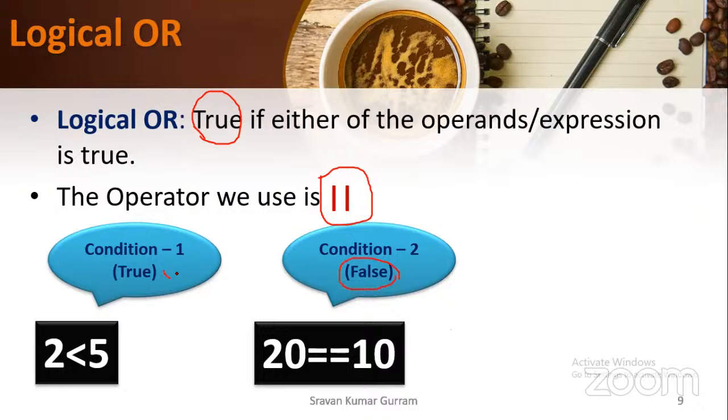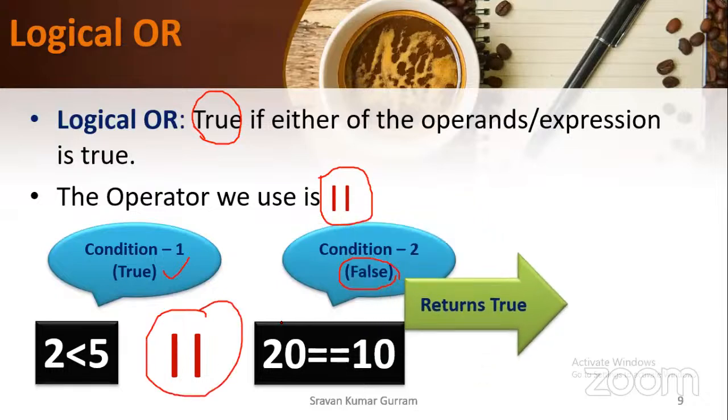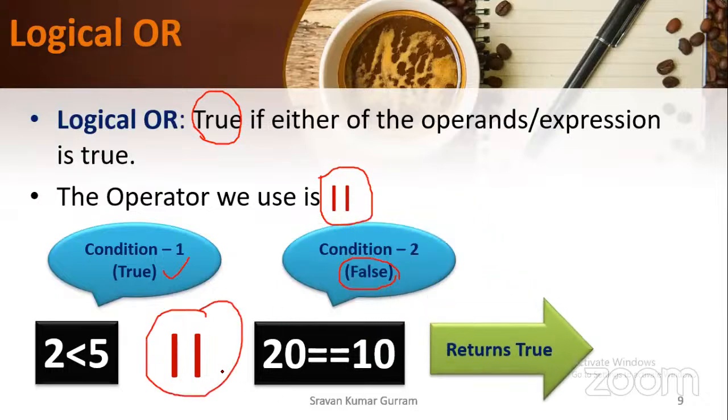So one condition is true, one condition is false. What is the rule for the logical or? If at least one condition is true, the final result is true. So that's why if we use logical or, that returns true. For example, in this case, if we use logical and, that returns false. I think you're following. If you use logical and in place of logical or, it returns false, not true.